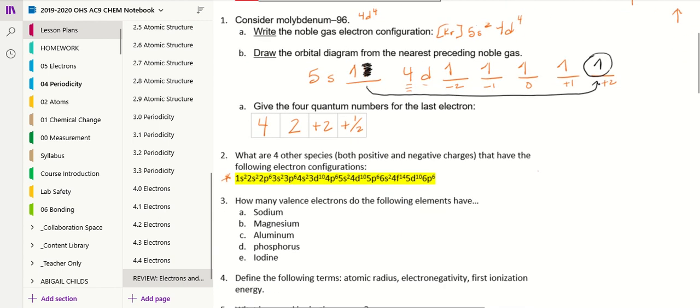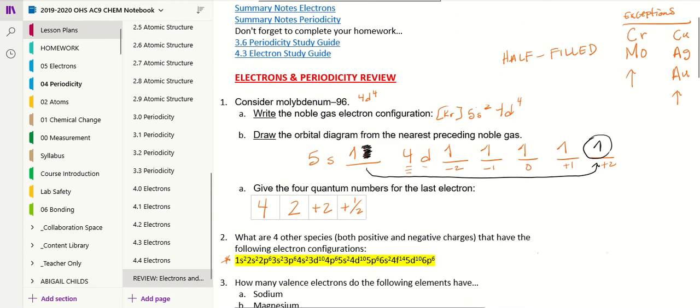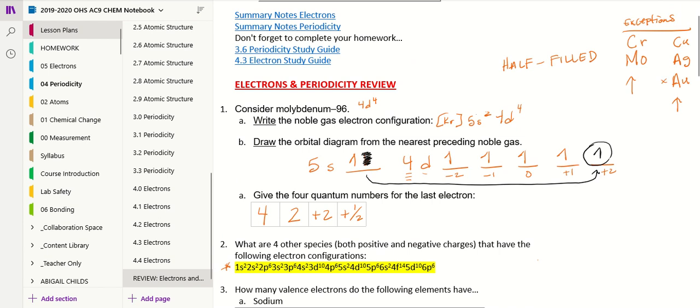So do we need to know 4 or 5? I don't believe I asked you about gold, so technically 4, but I mean technically gold will take one from the 6s and place it in the 5d. So it's the same concept.